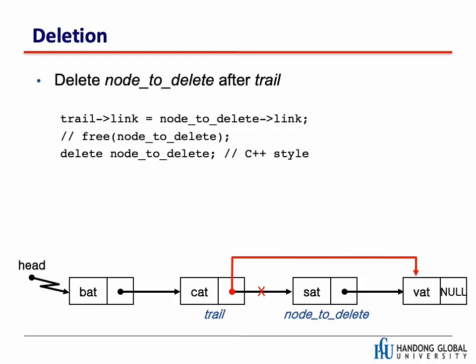Okay, so let's assume that we found this trail pointer. So trail pointer is pointing to the previous node. So in this figure, we want to delete the set, but now trail is pointing to cat. Then trail link should have a node to delete link. Now we have a red arrow from cat to vet. And then we have to deallocate memory space for the node to delete. So just use the delete function.